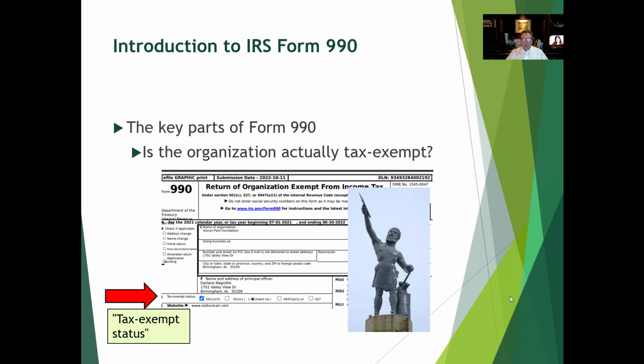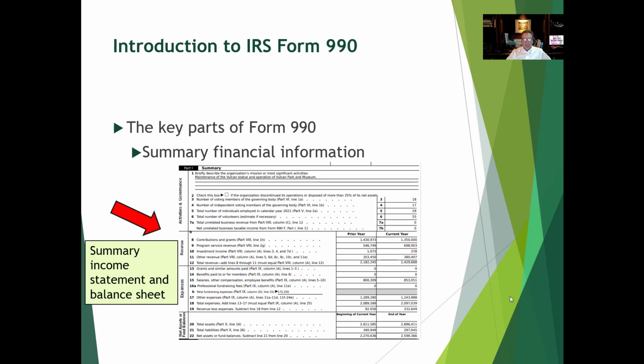Again, you want to know, is the organization tax exempt and exactly under which section? If you're making a donation, you want to know what section of the Internal Revenue Code. And here you can see that Vulcan Park's tax exempt status is 501(c)(3).